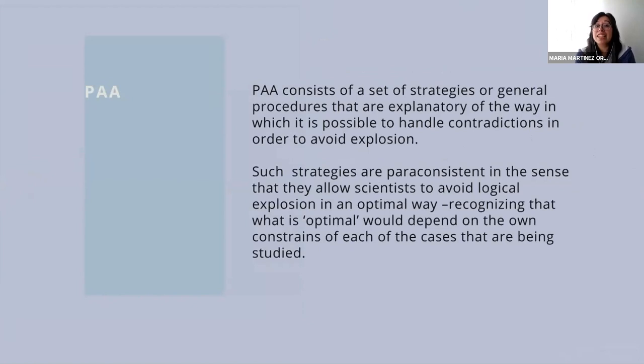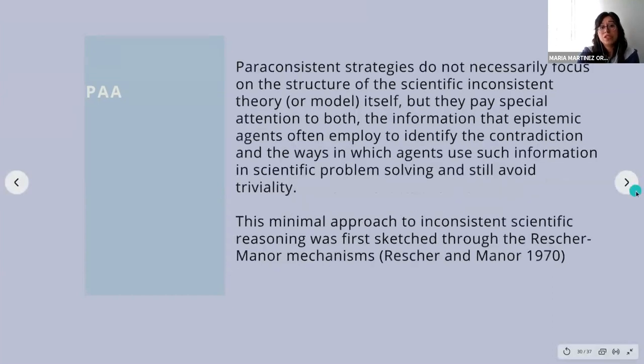But so it consists of a set of strategies or general procedures that are explanatory of the way in which it's possible to handle contradictions in order to avoid explosion. Such strategies are paraconsistent in the sense that they allow scientists to avoid logical explosion in an optimal way, recognizing that what is optimal would depend on the own constraints of each of the cases that are being studied. Paraconsistent reasoning strategies do not necessarily focus on the structure of the scientific inconsistent theory or model itself, but they pay a special attention to what? The information that epistemic agents often employ to identify the contradiction and the ways in which agents use information in scientific problem solving and still avoid triviality.